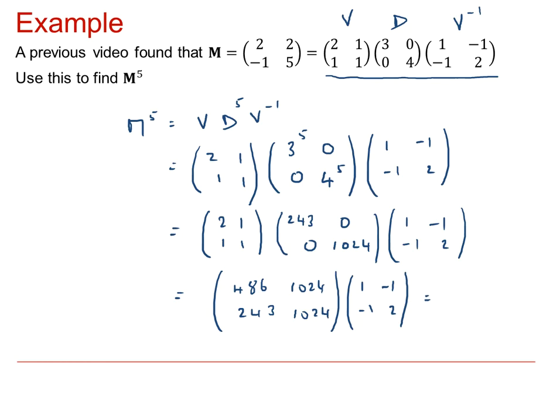So finally, we end up with the following: negative 538, 1562, negative 781, and 1805.